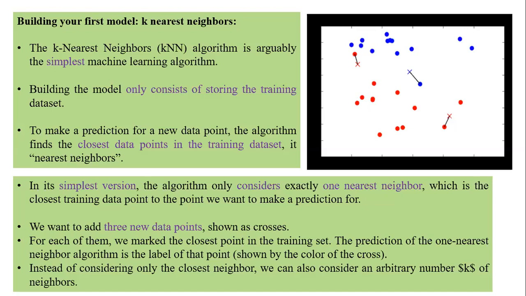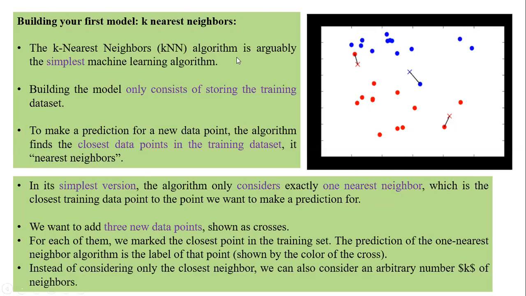The k-nearest neighbors KNN algorithm is arguably the simplest machine learning algorithm. Building the model only consists of storing the training data set. To make a prediction for a new data point, the algorithm finds the closest data points in the training data set, its nearest neighbors. In its simplest version, the algorithm only considers exactly one nearest neighbor.